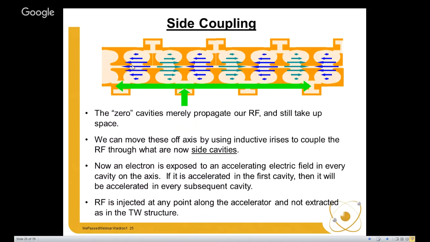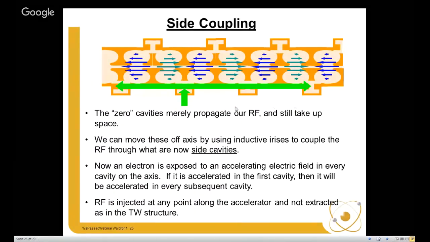So now when an electron is inserted at one end, it enters a cavity and it is either going to be accelerated back out or to the right. It does not have a drift space. And when it reaches the next cavity, it will be accelerated to the right again and again and again. So we have serial acceleration in every cavity that the electron passes through.